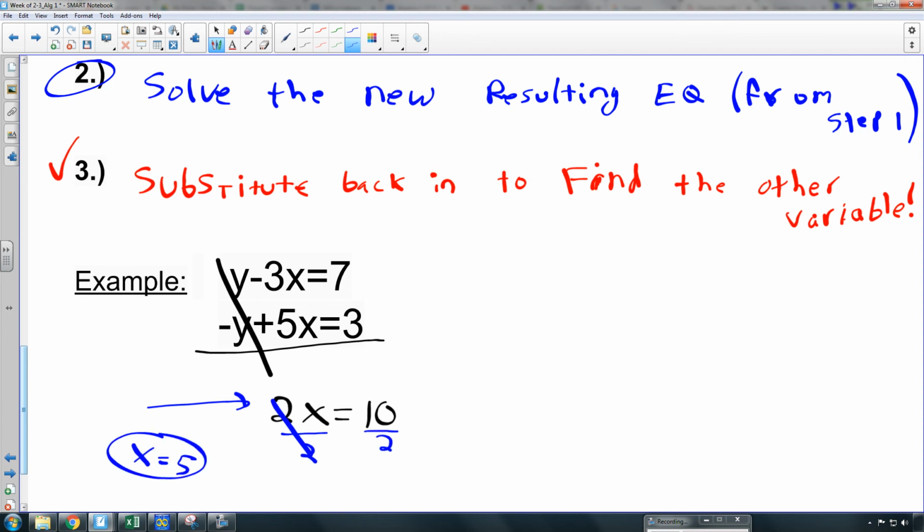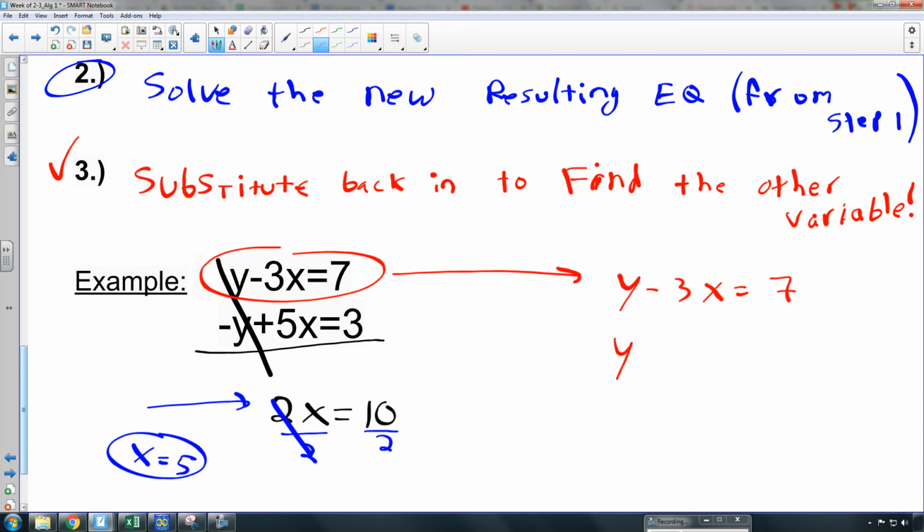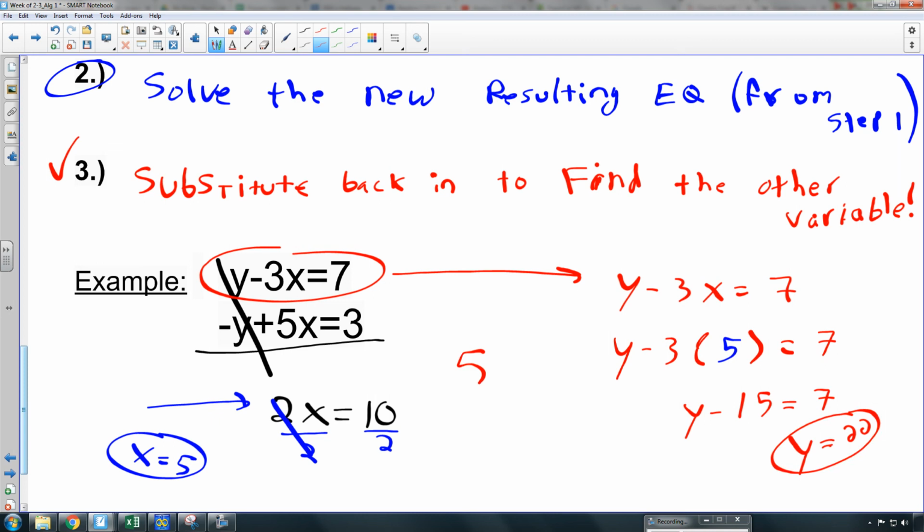Now that's the end of step 2, and we're on to step 3, and you can kind of see that, in a way, these are pretty simple. Step 3 says take either equation. I'll take this equation, and I'll say y minus 3x equals 7. But I don't want to put x in there. I want to put in what x is equal to. What is x equal to? 5. So I'll put 5 there. So I got y minus 15 equals 7. And if I add 15 to both sides, I get y equals 22. And my answer would be (5, 22). It'd be written like that.